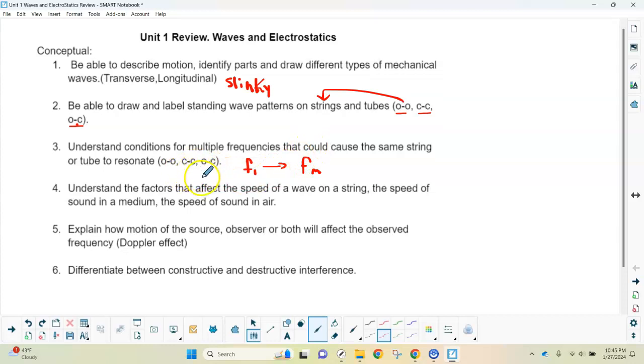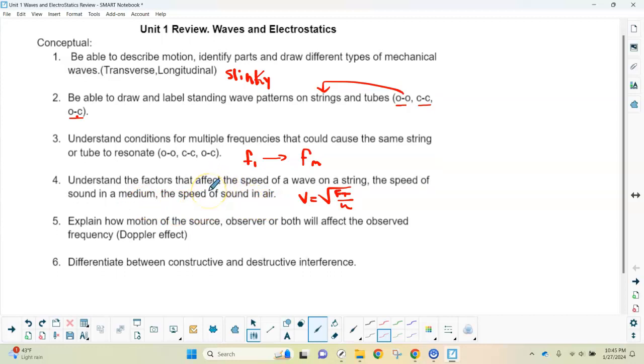You should also be aware of the speed of a wave on a string. So that's V equals square root of the tension Ft divided by the mass per unit length of string. So we talked about that. The speed of sound in a medium, so kind of like the ideas of the denser the medium, the speed of sound generally gets faster, and then same with temperature, like the higher the temperature, the particles are moving faster, so the speed of sound is going faster.